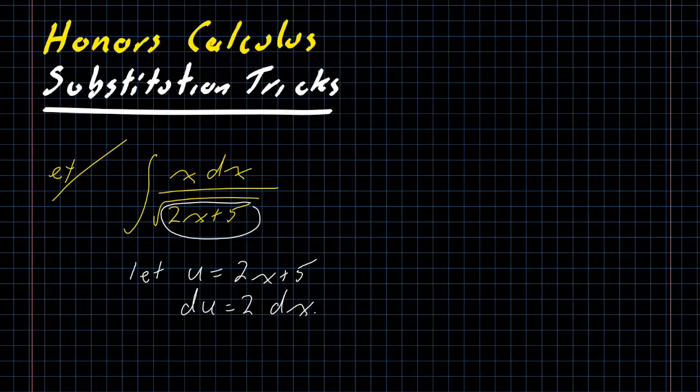And that looks promising, I guess is the word, but not quite. Because I've got an x up here and nothing related to it down below. I need 2 dx and I have x dx. And so I'm going to try to rewrite this equation, u equals 2x plus 5. If I solve for x, subtract 5, then divide by 2, I get that x is u minus 5 all over 2.